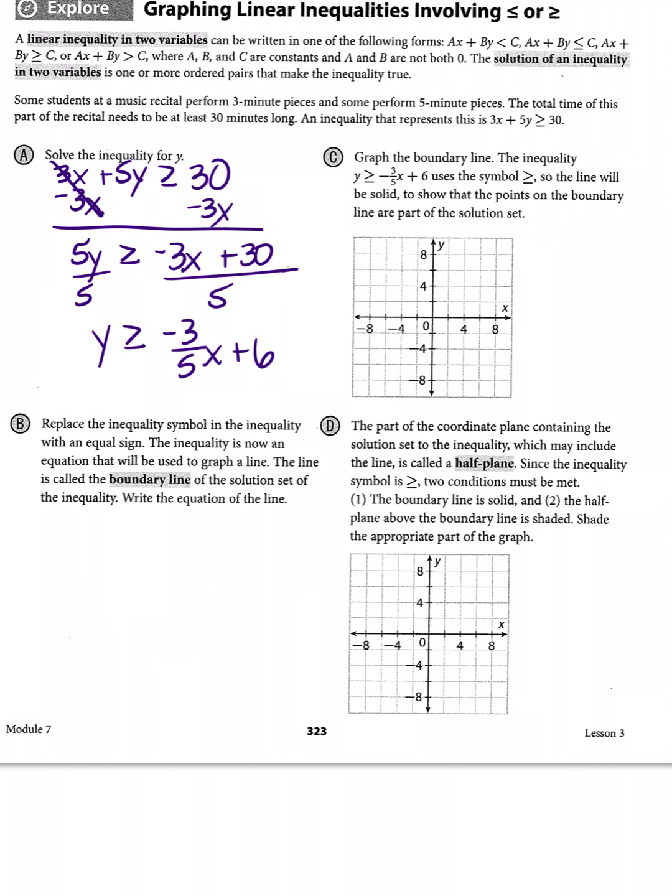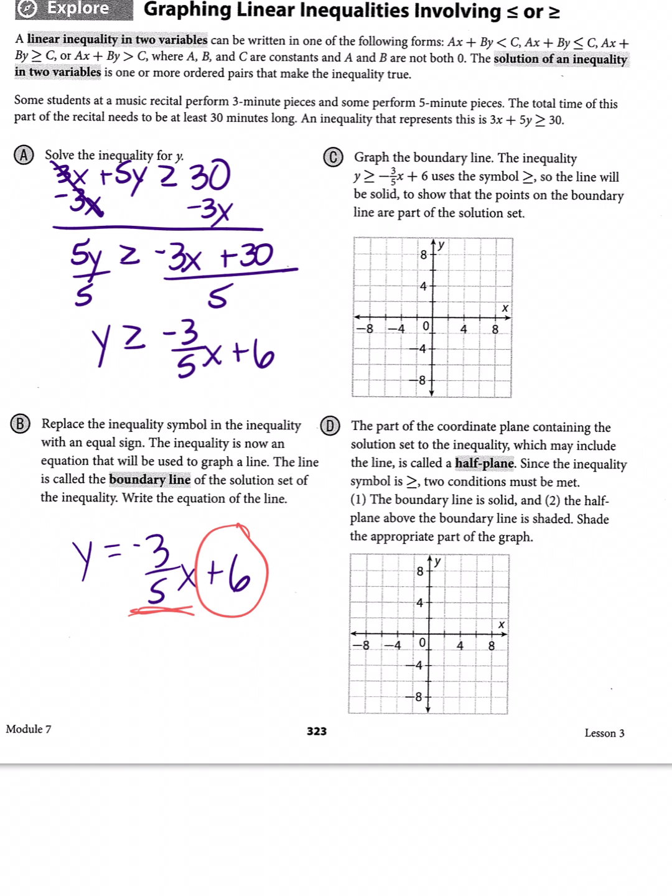In B, it says, replace the inequality symbol in the inequality with an equal sign. The inequality is now an equation that will be used to graph the line. The line is called the boundary line of the solution set of the inequality. Write the equation of the line. So we just swapped out the inequality with an equal sign. So now it's easy to identify, okay, this is our y-intercept and this piece is our slope.